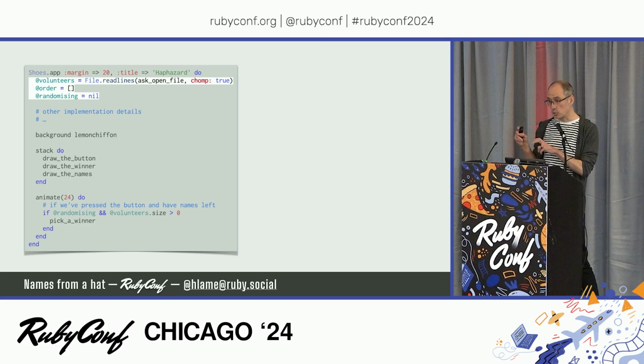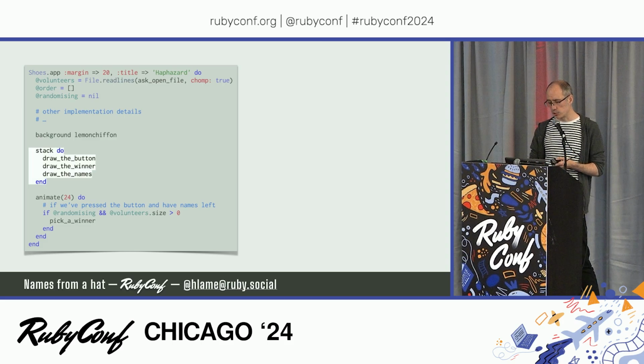Here I'm using ask_open_file to get the user to give us a file name that we read the list of names from, and then I'm setting some other variables for use later. Next, we have the background method to set the background color of the app. All the fun named colors from HTML are there, so you don't need to break out RGB triples if you don't want to.